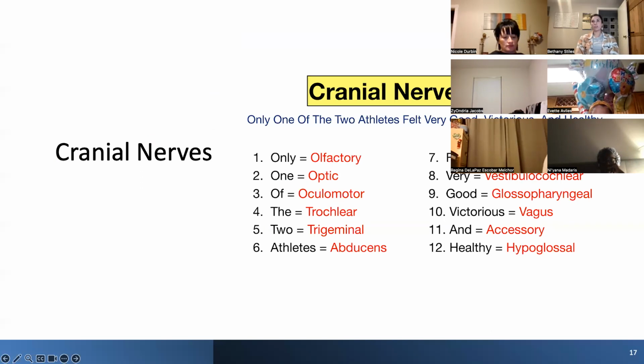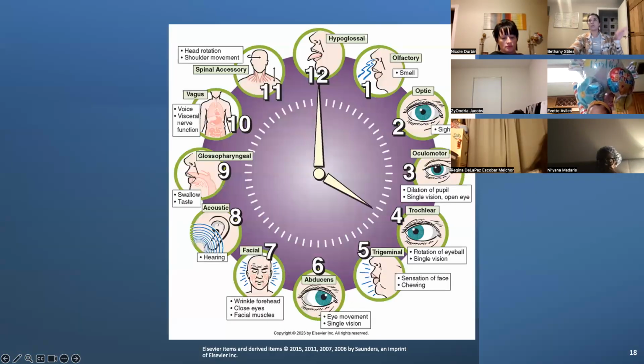When we're trying to remember our cranial nerves, there's a couple of different ways that we can do it. There's a mnemonic: Only one of the two athletes felt very good, victorious, and healthy, and that will help you put your cranial nerves in order. Or for people that don't do well with mnemonics, that are more visual learners, you can put your cranial nerves around a clock, and that will tell you the order again of your cranial nerves. So just two ways to help you study your cranial nerves, whichever works better for you.